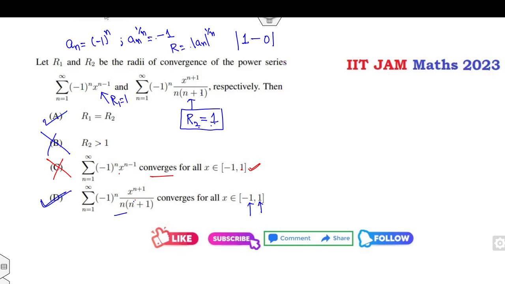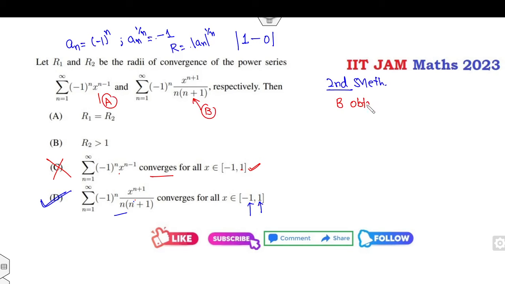Second method: you can write it directly. If you look at these two expressions very carefully, this is expression A, this is expression B. Clearly, expression B is obtained from expression A by double integration. If you integrate the first part, it is x raised to power n over n. If you integrate again, it is x raised to power n plus 1 over n plus 1. And you can see this is the same one.